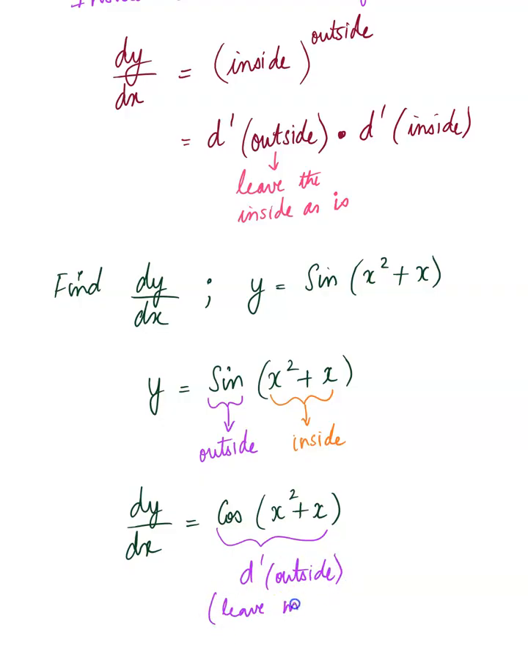Leave inside alone, which we did. We didn't touch the inside. Now it's time for us to focus on the inside. So the inside is x squared plus x. So the derivative of x squared is 2x, plus the derivative of x is 1. And that will be the derivative of the inside.